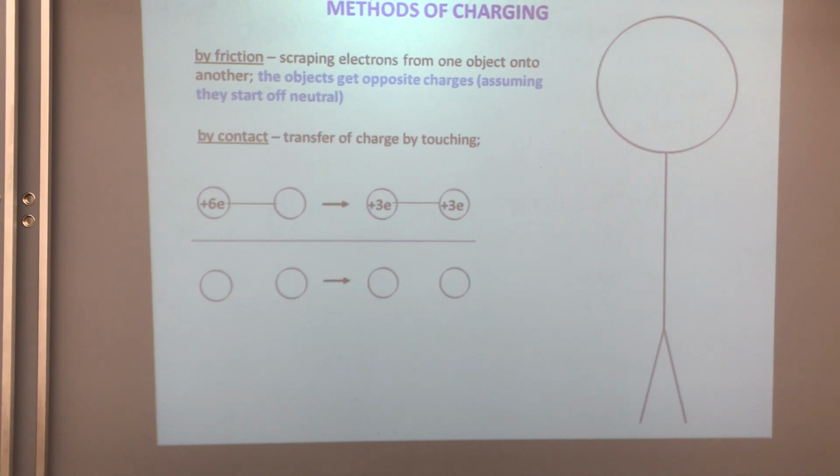We're still following the law of conservation of charge though, right? There's a total of positive 6e in the system. There still has to be a total of positive 6e afterwards. We can't gain or lose charge from this closed system.